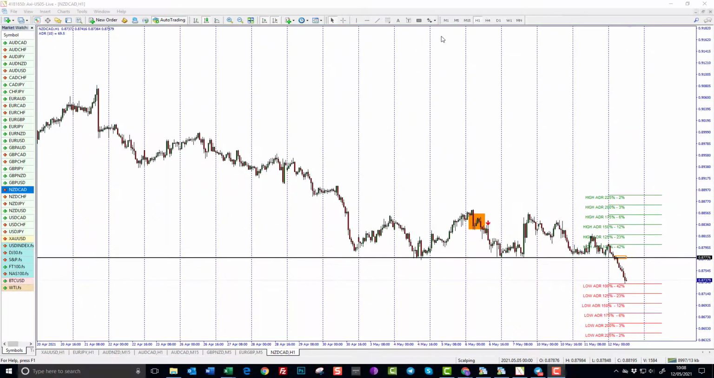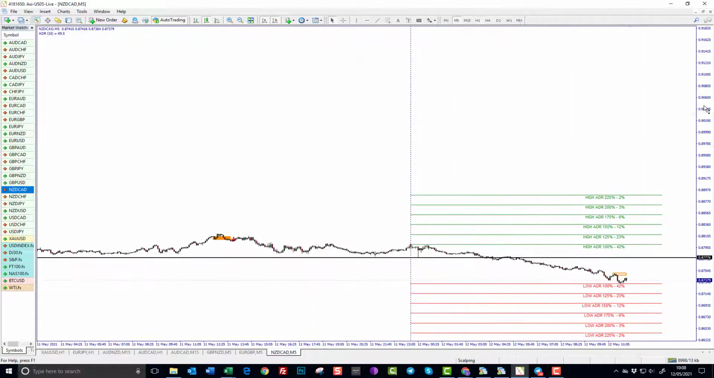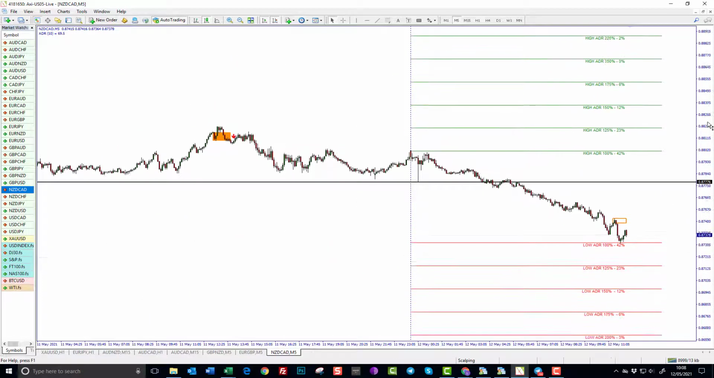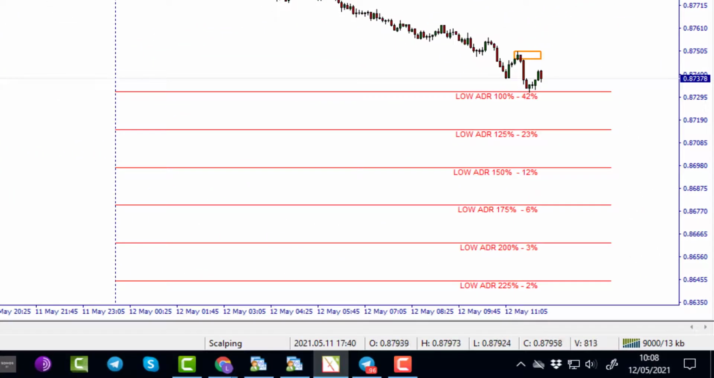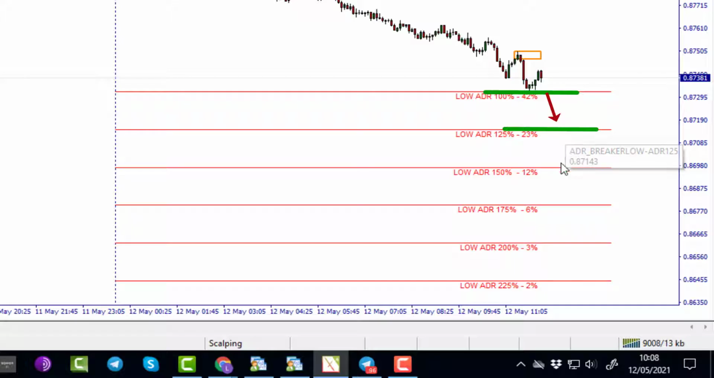So to demonstrate that, I'm just going to quickly have a look at this trade that we've got on at the moment, and we're going to look at the different levels. So if, for example, we were to take our first entry at the ADR 100 level here, and that level fails and price pushes down to ADR 125, we could take a second entry at ADR 125, and that means that the average price of our trade is now somewhere in between those two levels.